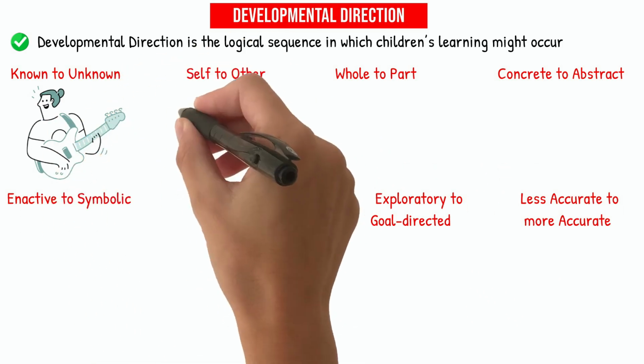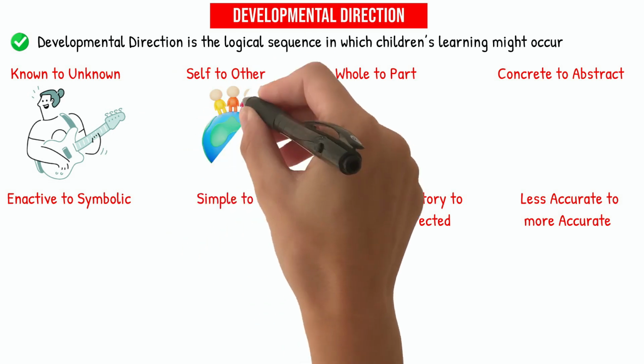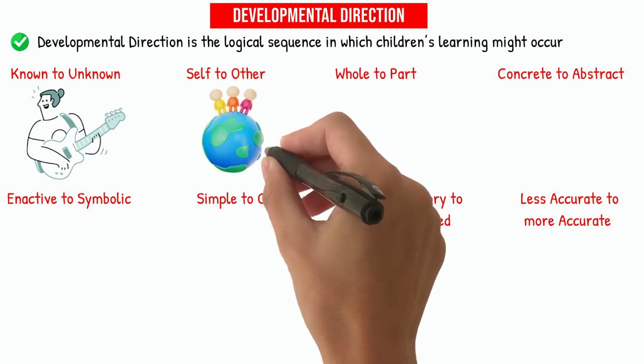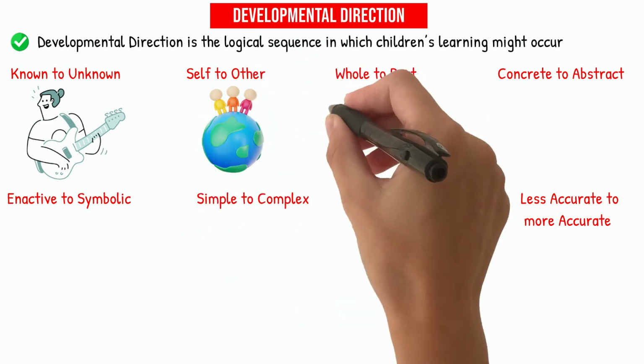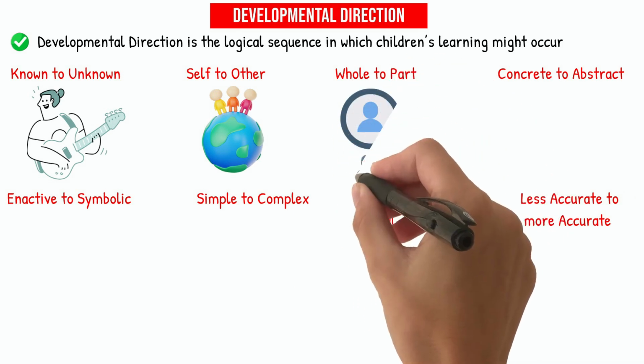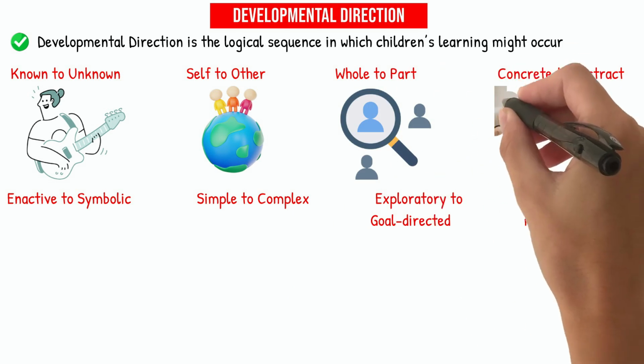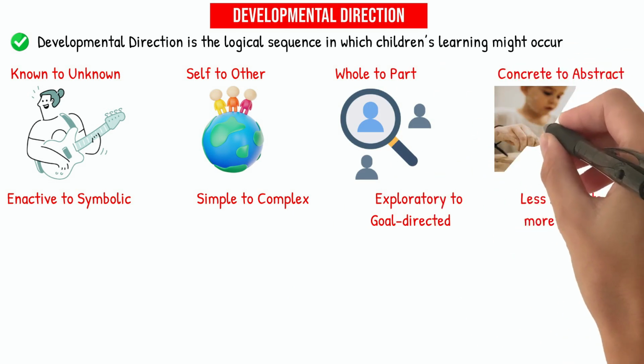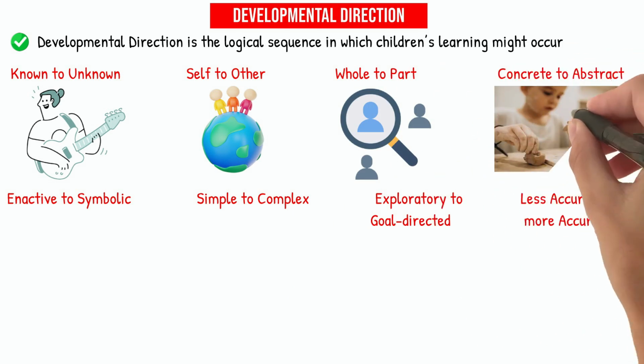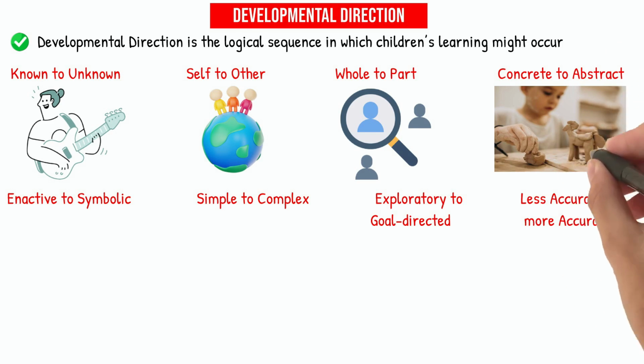Self to other. This is when children's learning starts with themselves and then moves to understanding other people and the world around them. Whole to part. This means that children first understand the big picture before moving on to the details. Concrete to abstract. This means that children first learn through hands-on experiences before moving on to more abstract ideas.